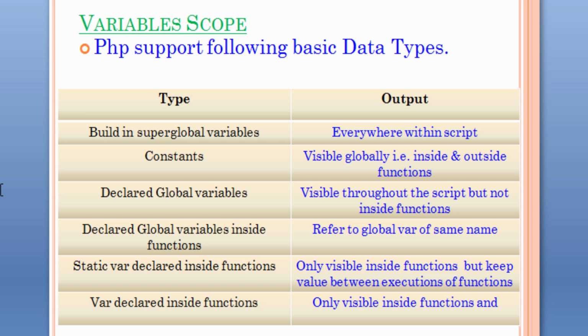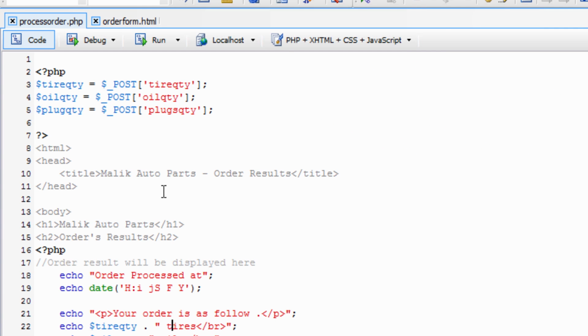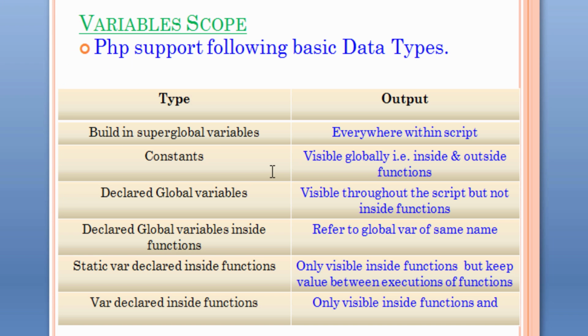Now let's talk about the scope of a variable and what the scope of variables in PHP is. It is very useful and we should know about it. First is built-in super global variables, accessible inside a script. Here you can see we have used this post array. It is a super global variable and it is accessible inside a function, inside a script, inside a class, everywhere. Then we have constants.